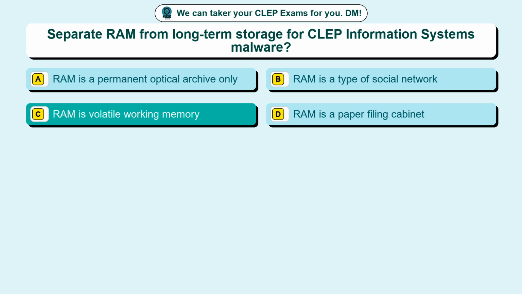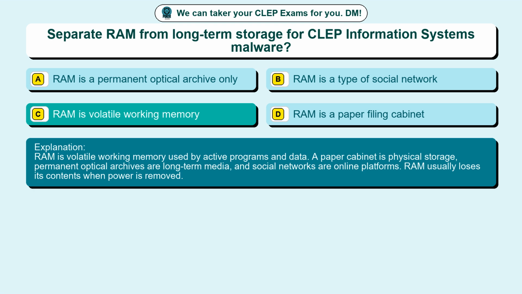The correct answer is option C. RAM is volatile working memory. RAM is volatile working memory used by active programs and data. A paper cabinet is physical storage, permanent optical archives are long-term media, and social networks are online platforms. RAM usually loses its contents when power is removed.